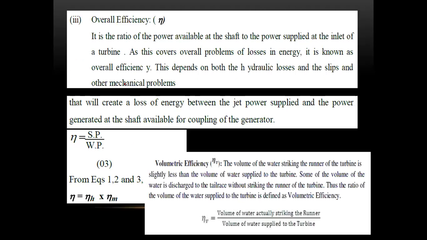Next, coming to the third one, overall efficiency. Overall efficiency is the ratio of power available at the shaft to the power supplied at the inlet of the turbine. As this covers all the losses in energy, it is known as overall efficiency.